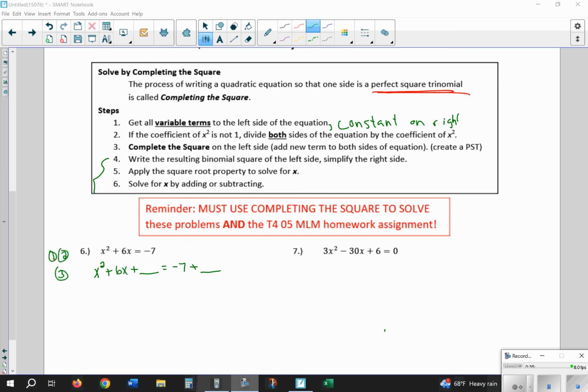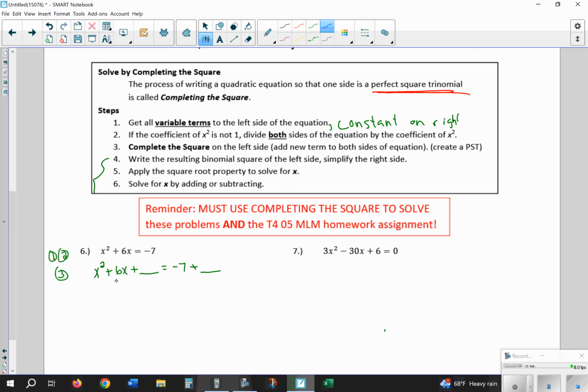Now, this is where we have to come up with that number that makes the left side a perfect square trinomial. And whatever I add to the left side, I'm also going to add to the right side. Now, I call this finding the magic number. What we're doing is creating that perfect square trinomial. And that's what the pre-notes were about. So if you've not watched that, I would go back and watch that first.